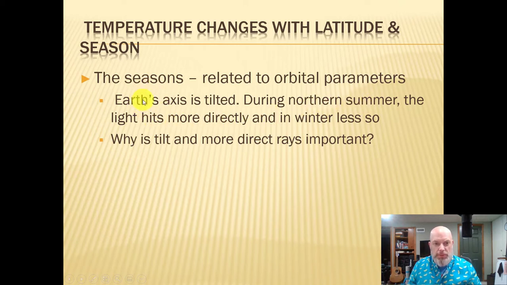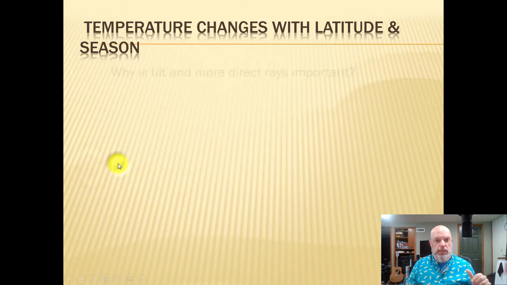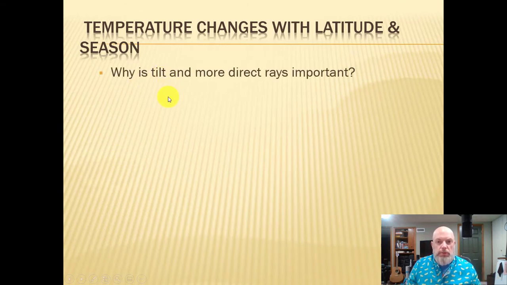Okay, so Earth's axis is tilted. During northern summer, the light hits more directly, and in winter less. So what we want to get into is what these direct rays mean. Some of this is hard to visualize, especially in this remote learning kind of way. I'll try to show you some little animations, but remember, the sun's real far away and much bigger. So we're talking about why the tilt and more direct rays are important.